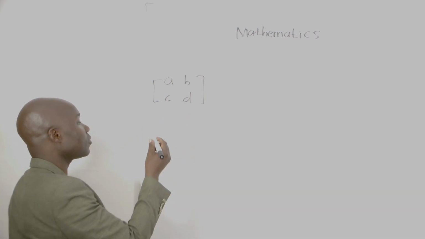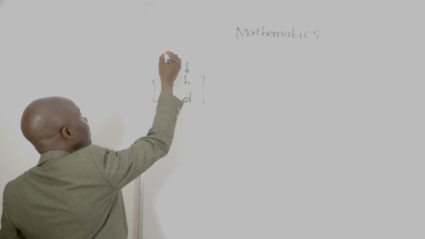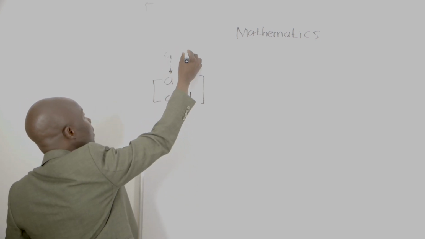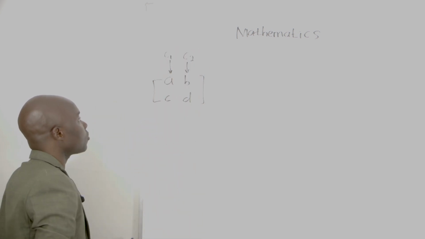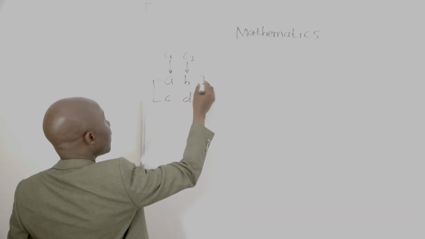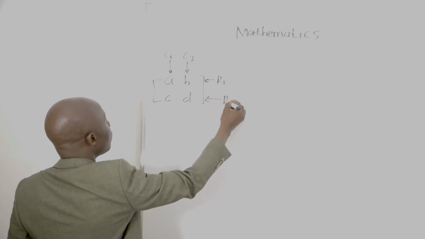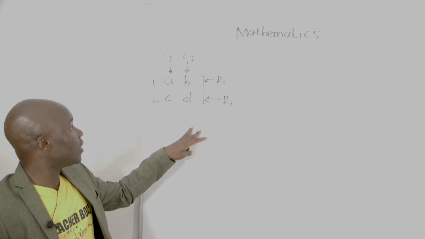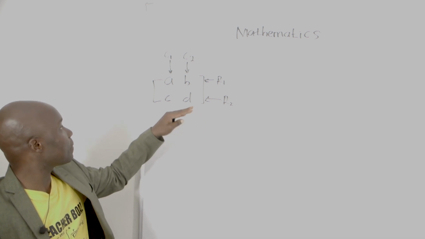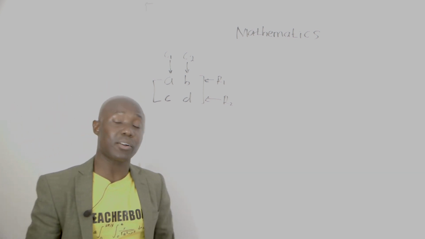For example, if you look at the vertical column, this is called column 1, and we have the column 2. Then horizontally, this is row 1, then we go to row 2. You need first of all to understand the basics. So these are columns, and the horizontal ones are rows.